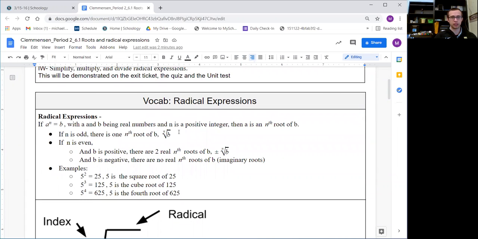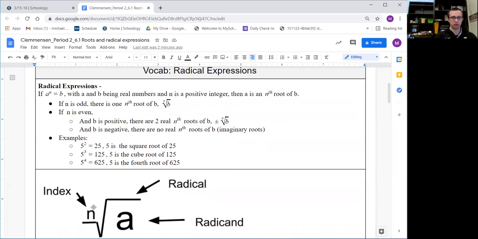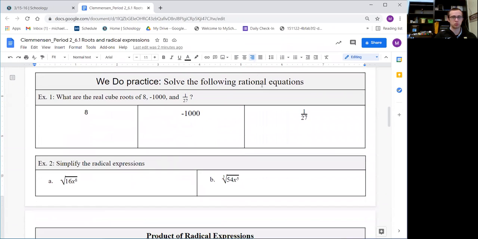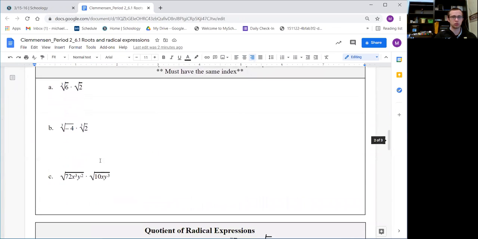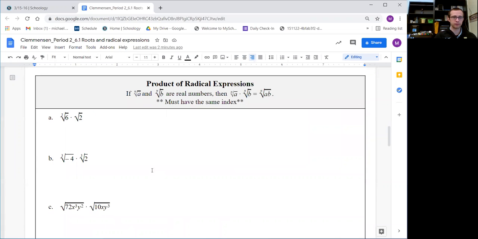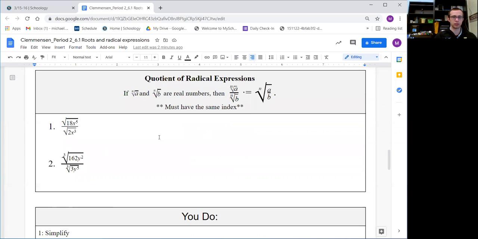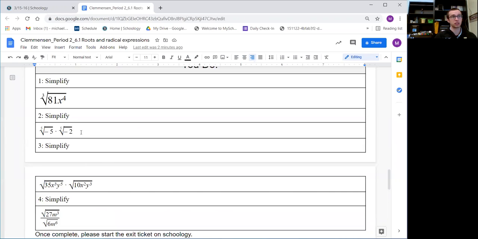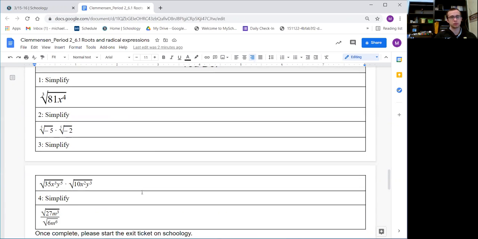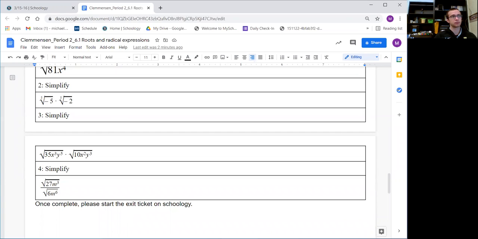The vocab for today, we'll be going over in a second. It's all about radicals and indexes and everything. Then we have this we do practice right here. This is all about simplifying, the first two examples. Then we go into multiplying right here, and then we have dividing. Then we have some you do problems for you to check to see what you know and what you don't know before we start on the exit ticket at the end.